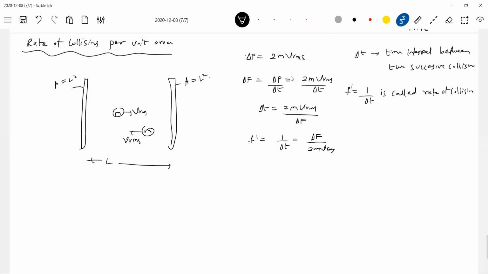Now let me go for the rate of collision per unit area. This is Fn, which will be F dash by L square, the area. Let me substitute here: Fn equal to F dash by A, which is delta F by A times 1 by 2 VRMS. What is the force per unit area? This will become pressure.